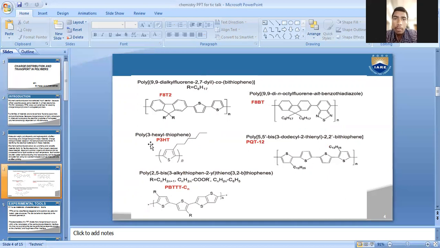The next one is poly(3-hexylthiophene), and the structure is this one. And this next one is poly(5,5'-bis(3-dodecyl-2-thienyl)-2,2'-bithiophene), and the structure of this polymer is this one. And the last one is poly(2,5-bis(3-alkylthiophen-2-yl)thieno[3,2-b]thiophene). The general formula of this polymer is R = CnH2n+1, CnH2n, C6H5. This was the structure of this last polymer. These are all the polymers which we are discussing.